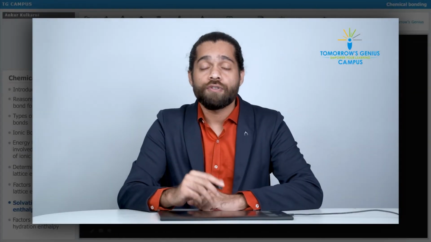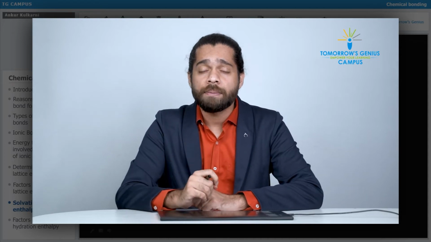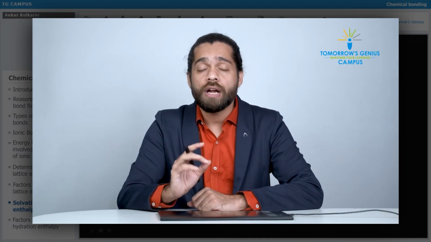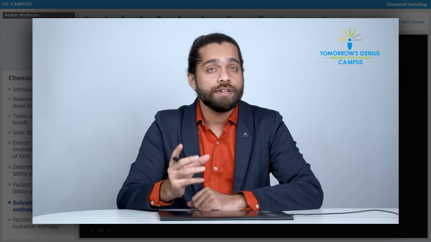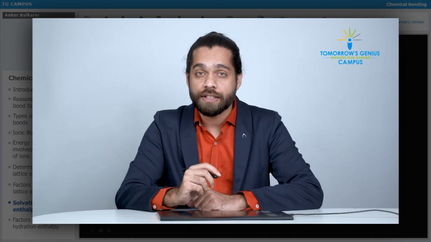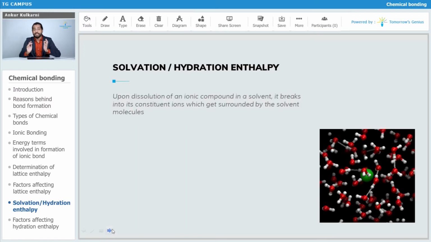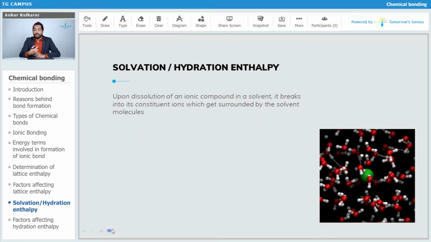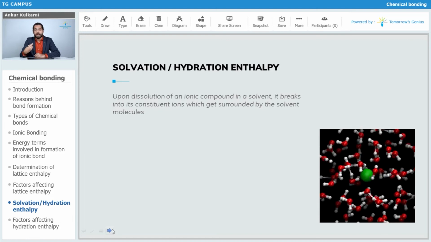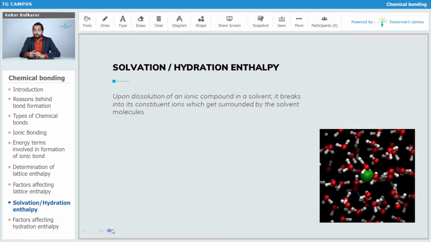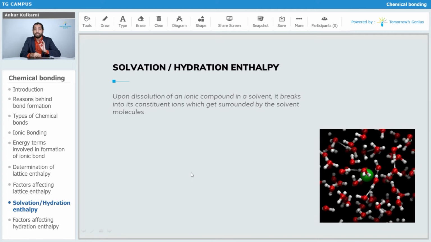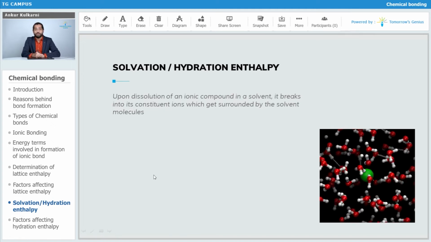Now students, we have already spoken about lattice enthalpy. Now let's talk about hydration enthalpy, which is also known as solvation. Let's understand what hydration enthalpy or solvation is. For example, if we have any electrolyte, like sodium chloride or potassium chloride, let me assume that we have sodium chloride.